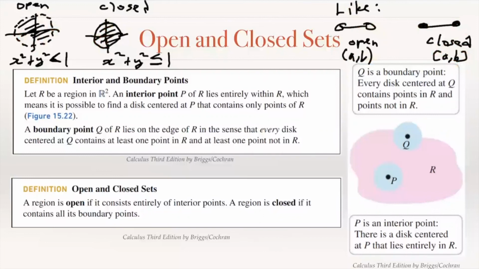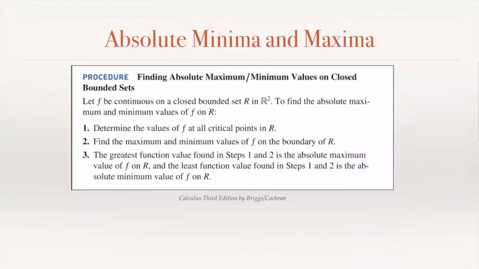Okay, and our theorem will be that closed bounded sets, so in other words, sets that are closed and bounded in the sense that they don't extend out to infinity in any direction, if those are the domains of a function, and that function is continuous, then it will necessarily have an absolute maximum and minimum on that domain, possibly at one of the boundary points.